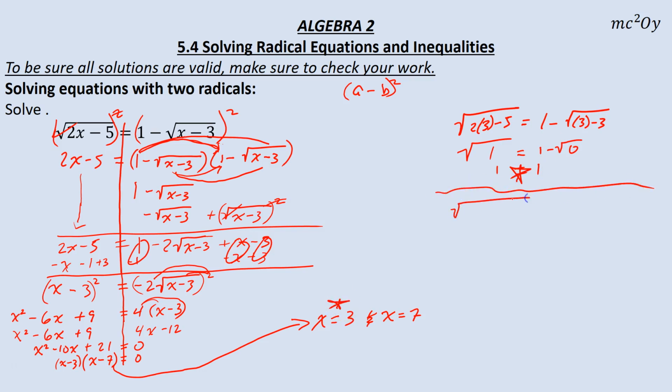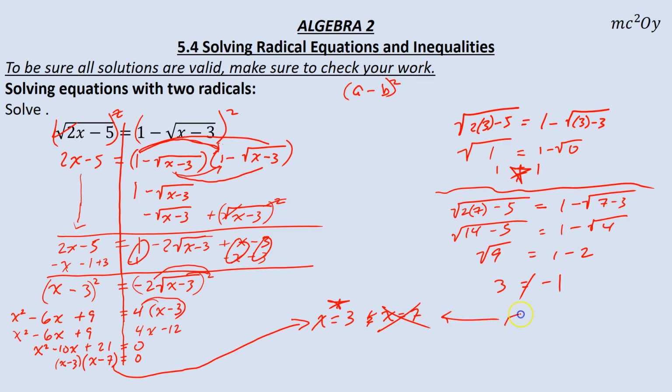We'll go ahead and put in our 7. So now I have the root of 2 times 7 minus 5 is equal to 1 minus the root of 7 minus 3. Well, that's 14 minus 5, also known as 9. So the root of 9 is equal to 1 minus the root of 4, and that means 1 minus 2, which means 3 is equal to 1 minus 2, or negative 1. That is not true. Therefore, this one, the 7, is extraneous.